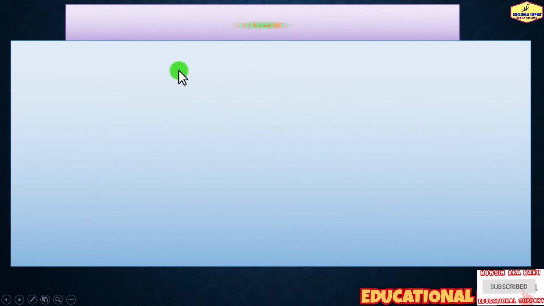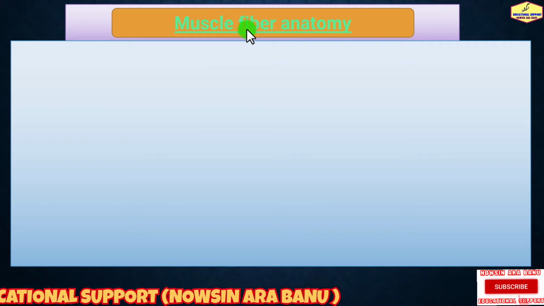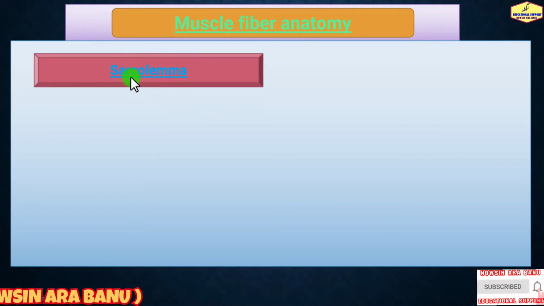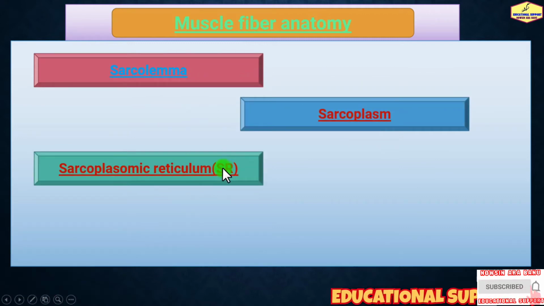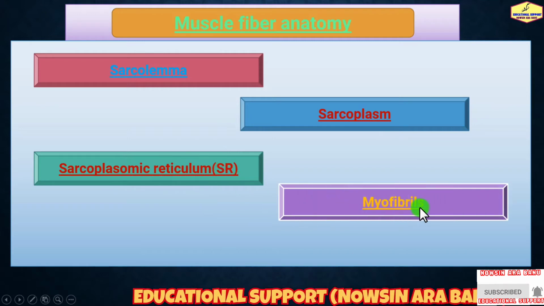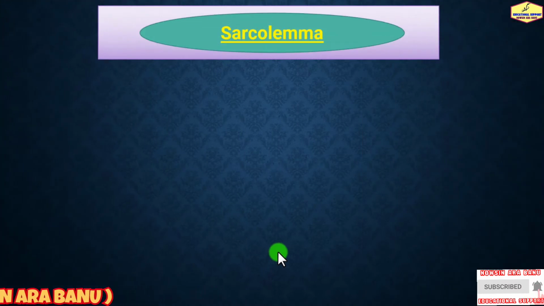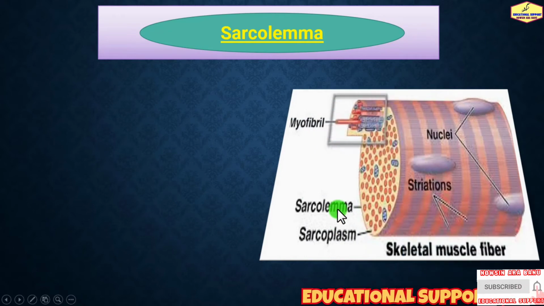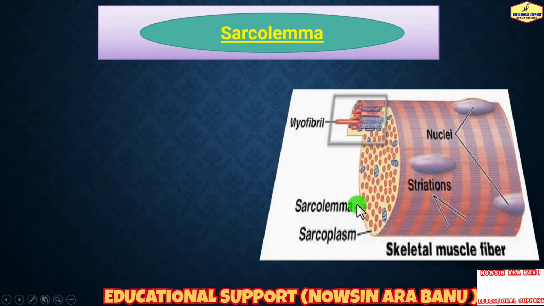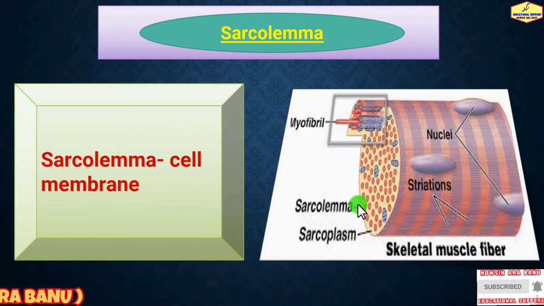Next is muscle fiber anatomy, or organization of skeletal muscle, that are sarcolemma, sarcoplasm, sarcoplasmic reticulum, myofibrils, and the last one is sarcomere. So first is sarcolemma. Sarcolemma is a cell membrane. Each muscle fiber is lined by plasma membrane, namely sarcolemma.